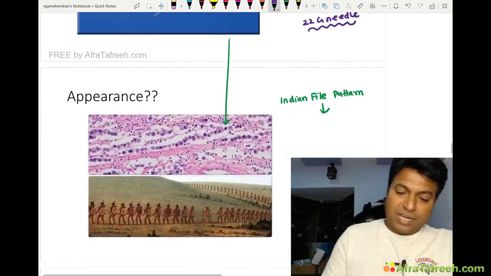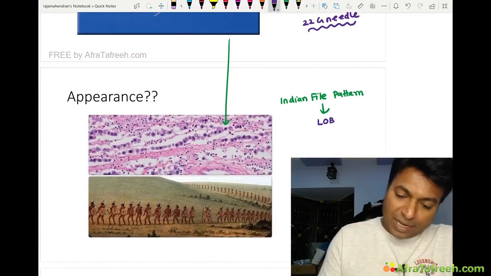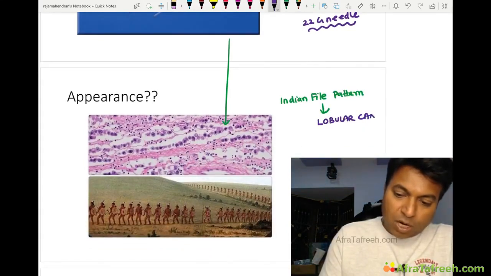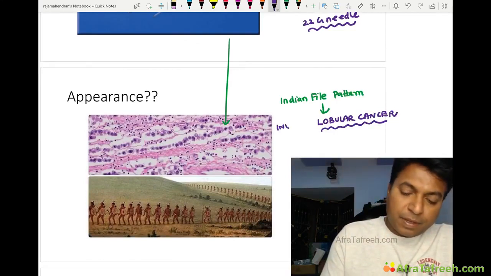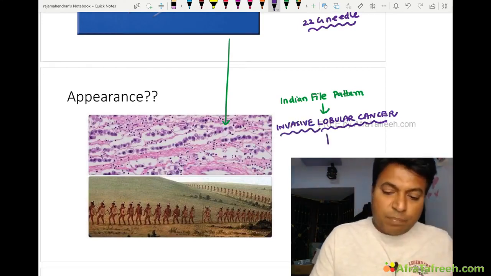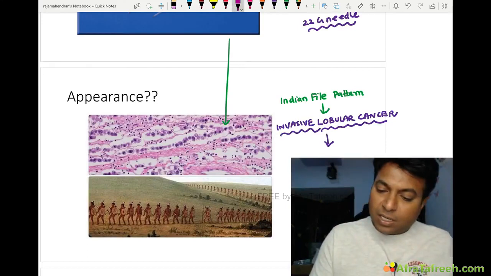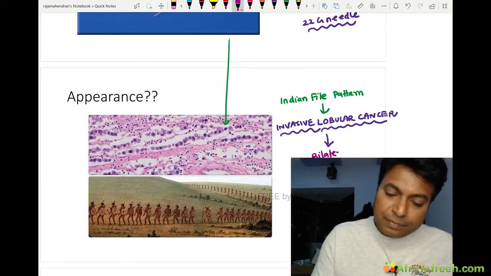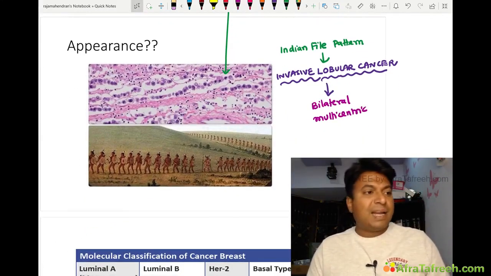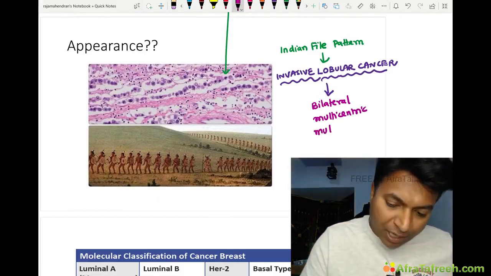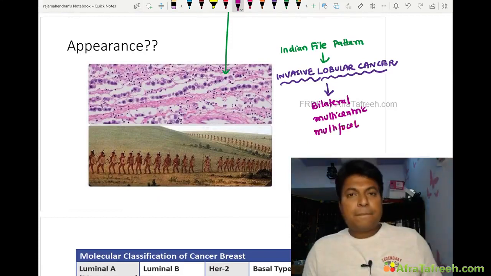So, this is an Indian file pattern seen in lobular cancer. It's not lobular cancer in situ. It is invasive lobular cancer. Invasive lobular cancer will have an Indian file pattern. An interesting point about invasive lobular cancer is that it is bilateral, multicentric, and multifocal.